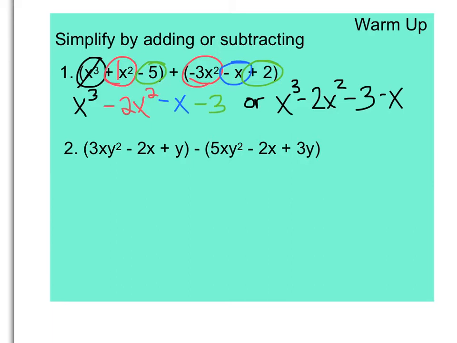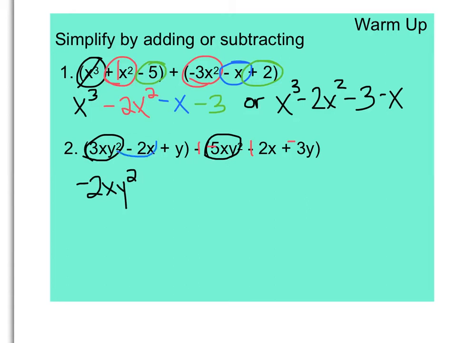Number 2, this one did have a subtraction sign in the middle, and we don't want a subtraction sign, so we're going to add the opposite. Make sure you make the opposite for everything in that second parenthesis, and then we combine our like terms. So now I have a 3xy squared and a negative 5xy squared, so that's negative 2xy squared.